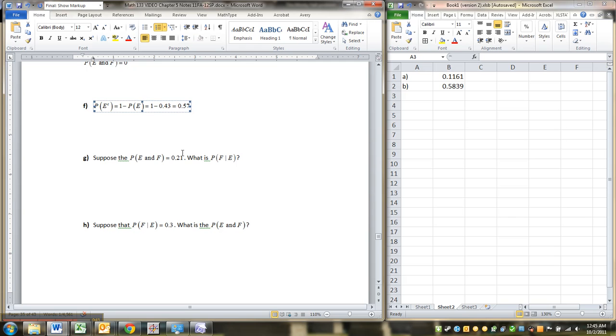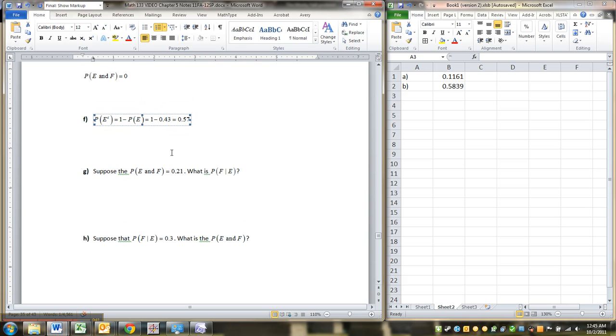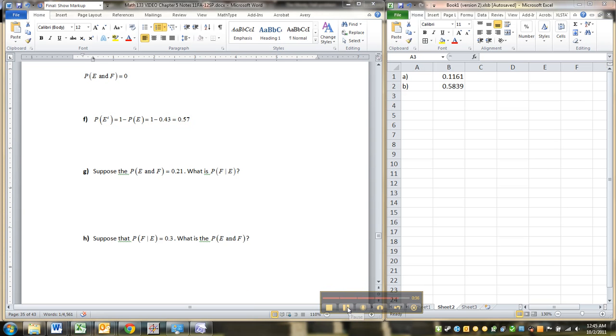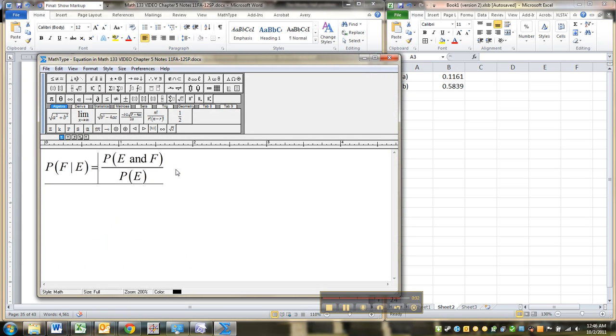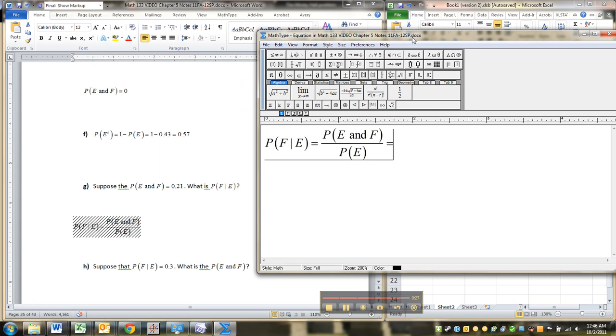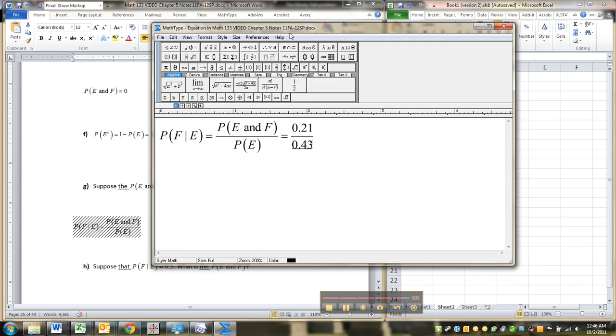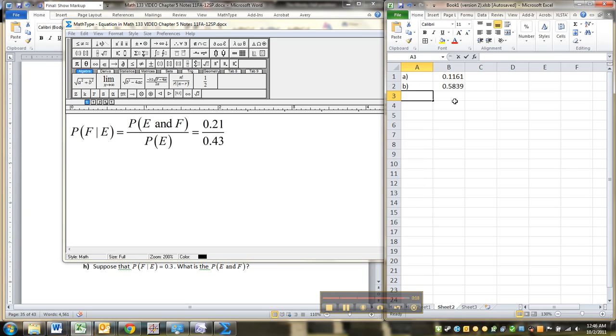All right. Suppose the probability of E and F is 0.21. What's the probability of F given E? That's going to take our multiplication rules. All right, this is the general multiplication rule. So the probability of E and F is given to us as 0.21. We have to divide it by the probability of E, which is 0.43. Equals 0.21 divided by 0.43, 0.48837. That's the answer.